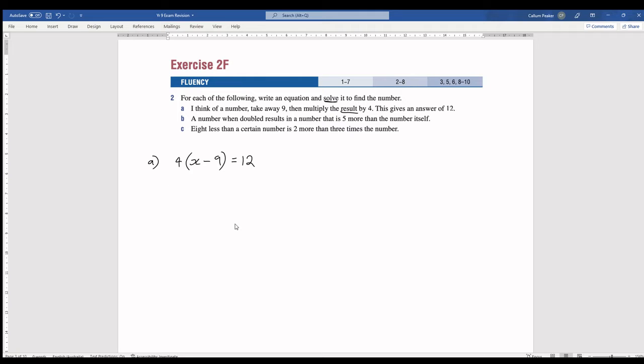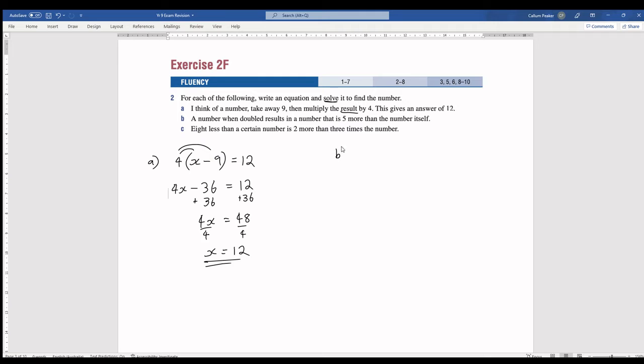Now, we're not quite done here because we do also need to solve to find x. So as with exercise 2E, we need to expand the brackets by distribution. So I'm going to distribute 4 across to each of these terms, and that gives me 4x minus 36 is equal to 12. I can then add 36 to both sides, which gives me 4x is equal to 48. And if I divide by 4, that tells me that x is equal to 12. And that's my answer.